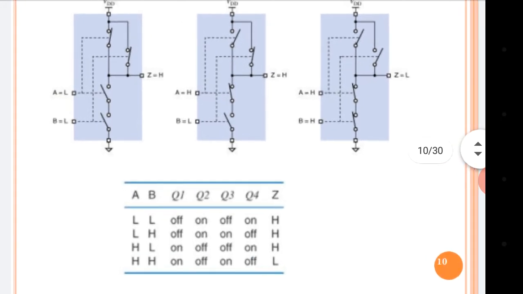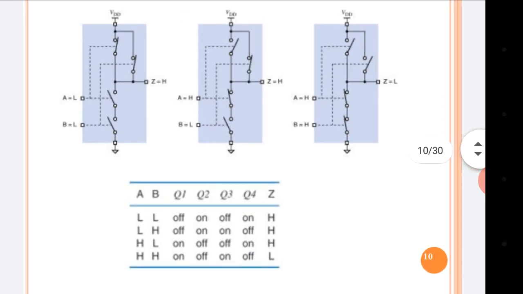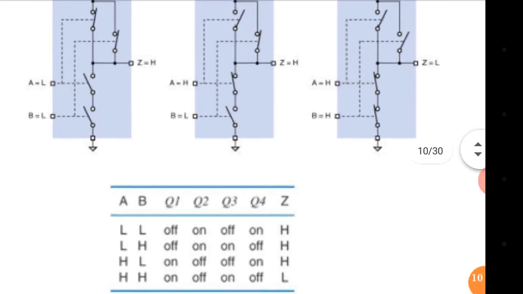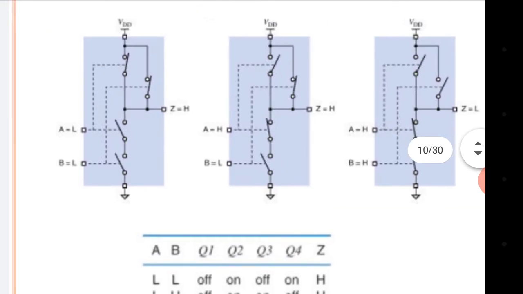This is a NAND gate. So we know the operation of the NAND gate: when both of your inputs are 1, your output is 0 for that condition. Let us try to discuss the circuit.